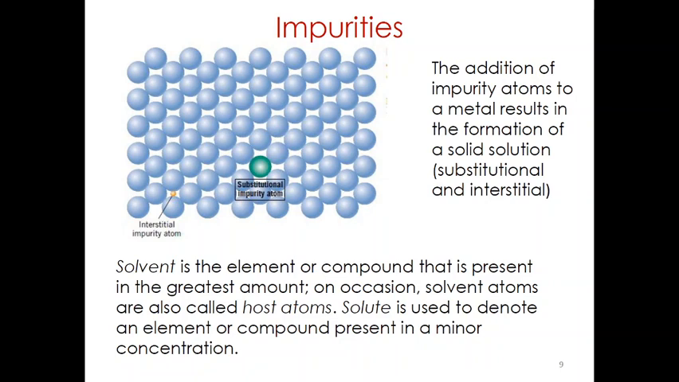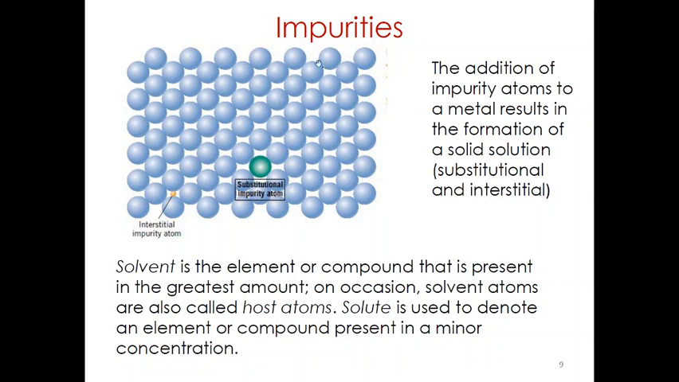Impurities are substitutional when they occupy a regular crystal site otherwise occupied by a host atom, or impurities may be interstitial when they fit in the interstitial sites between the host atoms. The addition of impurity atoms to a metal results in the formation of a solid solution. Several terms relating to impurities and solid solution have to be mentioned. With regard to alloys, solute and solvent are terms that are commonly used. Solvent is the element or compound that is present in the greatest amount. On occasion, solvent atoms are also called host atoms. Solute is used to denote an element or compound present in a minor concentration.